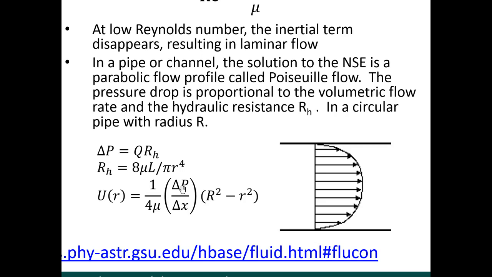What else can we say about that? If you integrate this velocity over the cross-sectional area of the pipe, then you'll get the flow rate, or the flux, and then you can calculate the volumetric flow rate from there.